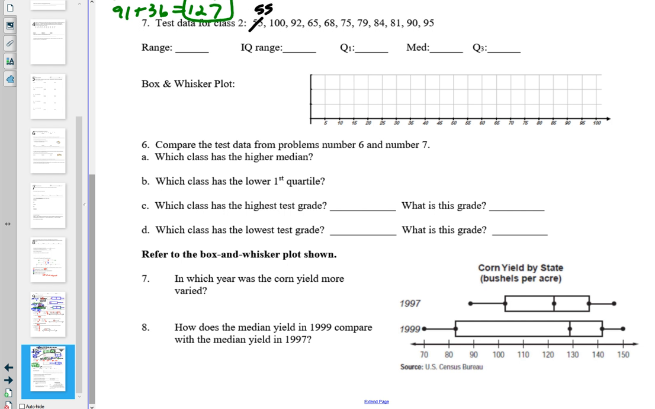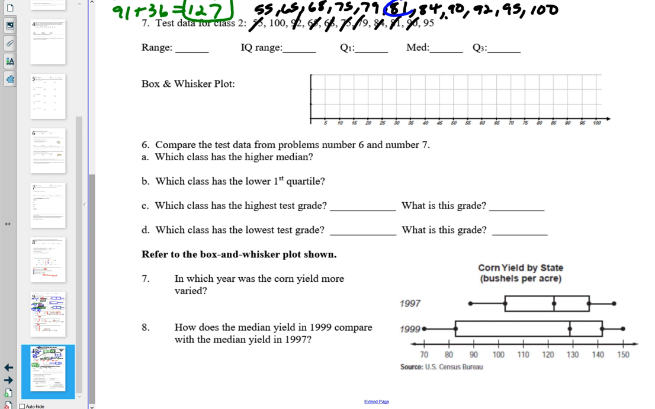So 55, 65, 68, 75, 79, 81, 84, 90, 92, 95, and 100. So since this also has 11, the sixth one is the one in the middle.